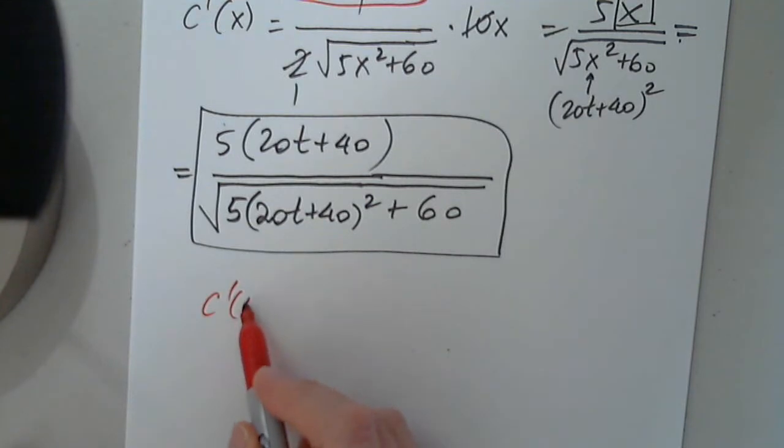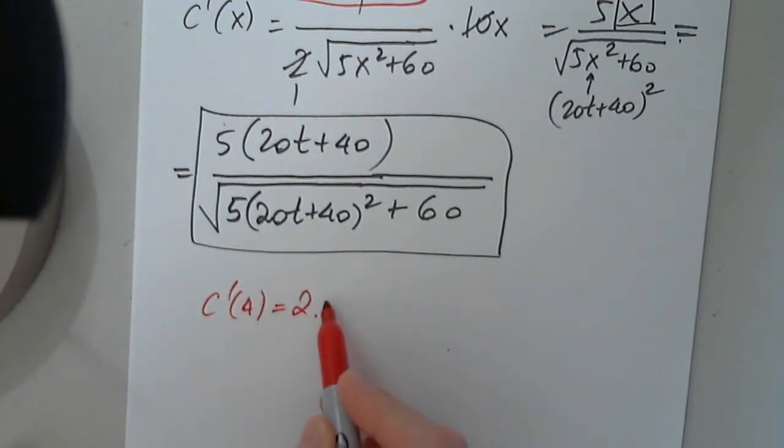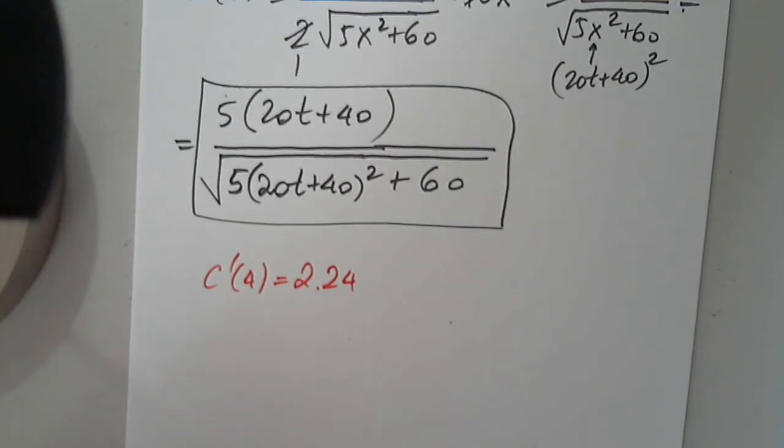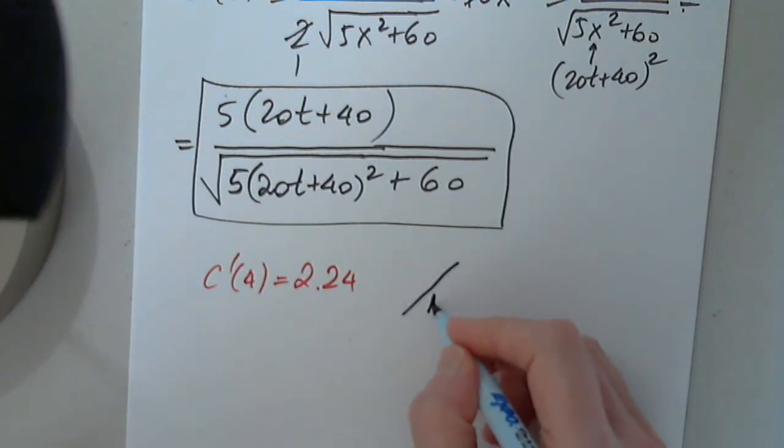So C prime of 4, we got 2.24. Okay, cost with respect to time. So what would be the measurement unit? Can anyone help with the measurement unit? So the cost, they say, is in thousands of dollars. Would it be thousands of dollars per month? Excellent.